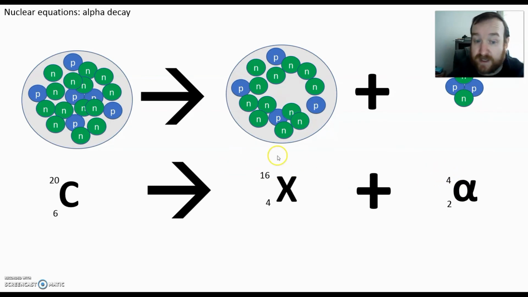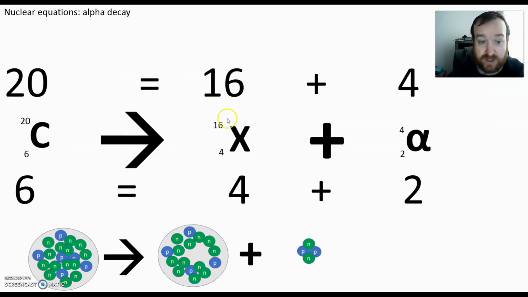The atomic mass total here, so 16 plus 4, has to equal this number here. The mass and the proton numbers are conserved, just like we did with energy being conserved. The atomic number, the number of protons, and the mass number are conserved on either side. So this row has to make one of those little sums. And here's just that written out a little bit clearer. So we've got 20 equals 16 plus 4, 6 equals 4 plus 2.